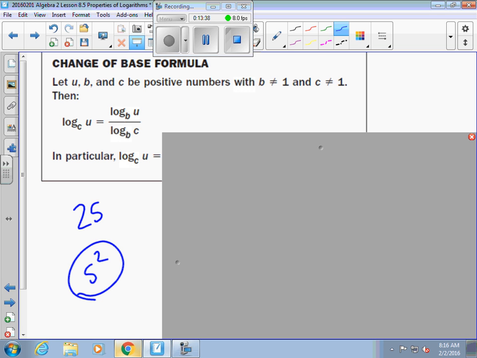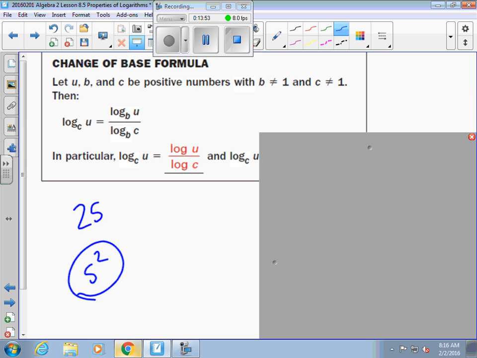It's saying let A, B, and C be positive and let B and C not be equal to the number 1. The log base C of U is equal to the log base B of U divided by the log base B of C. In particular, when you have the log base C of U, it's log of U divided by log of C.